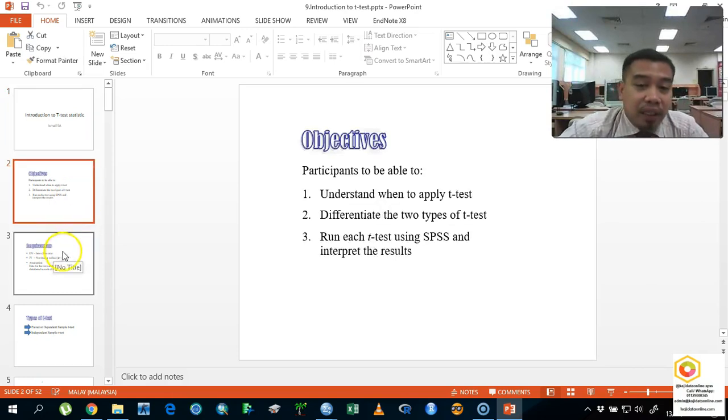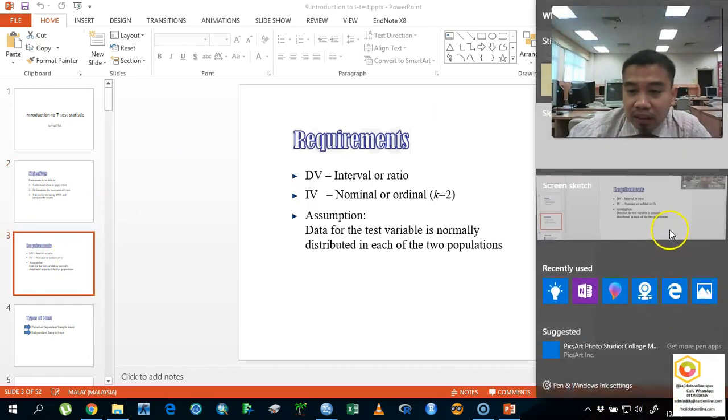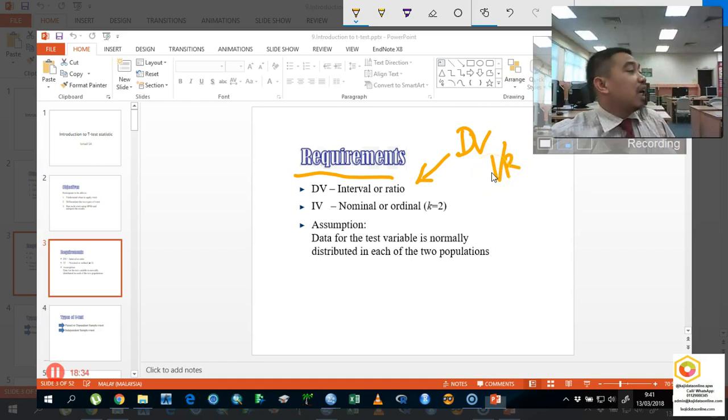Okay, this is our objective. We want to apply the T-test. And then the requirements. The most important element that you need to understand is the requirement. The first requirement to run the T-test is that your DV must be IR, interval ratio scale. Dalam SPSS tu dia mesti bentuk ruler. The shape must be in the ruler form. That means the data is numeric data.